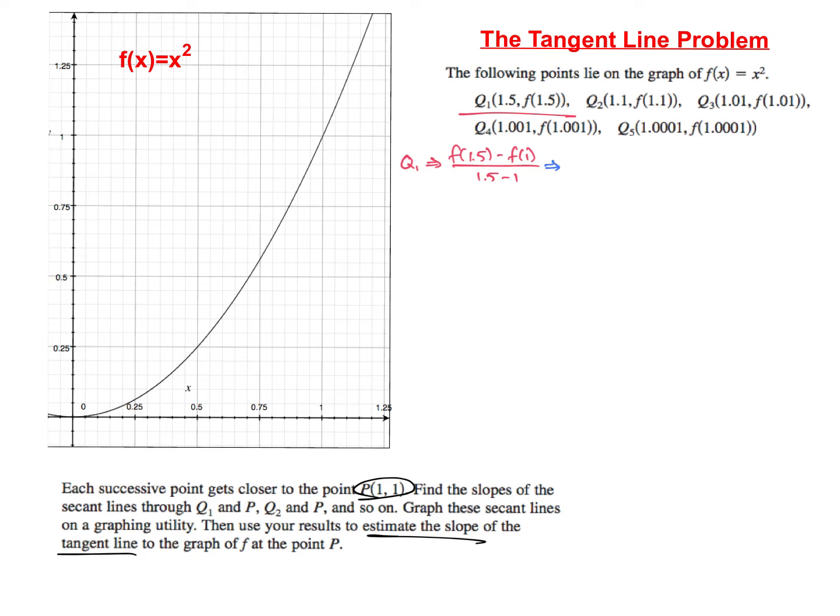1.5 squared, 2.25 minus, what is f of 1? 1 over 1.5 minus 1. So I end up having 1.25 divided by 0.5. Basically, you double it. What do you get? 2.5. So the slope between 1, 1. I'm thinking just what the actual slope is going to end up being.